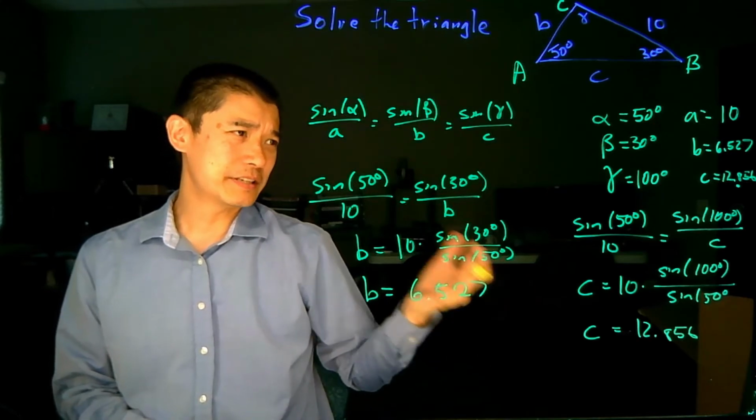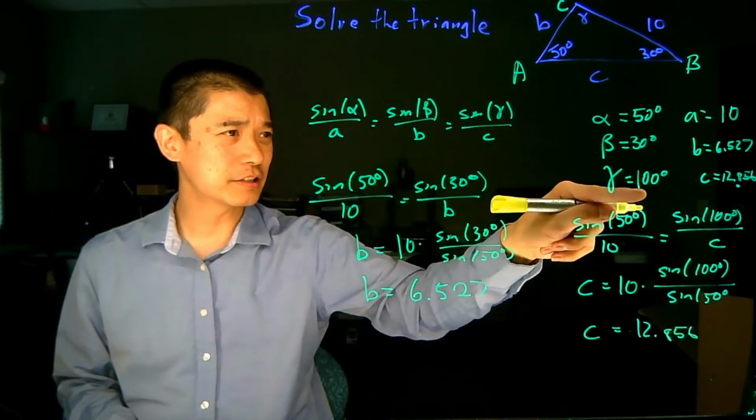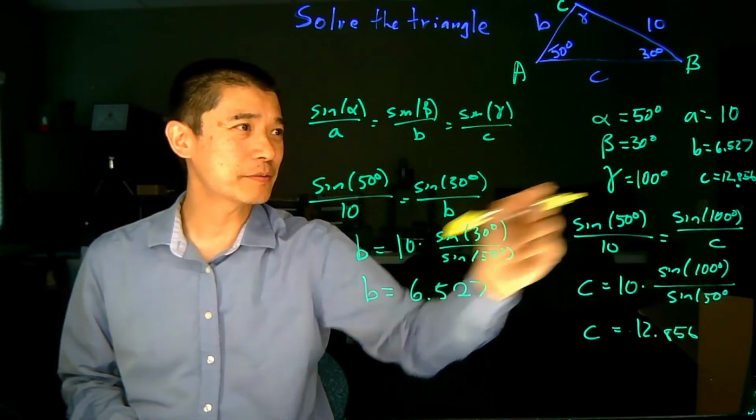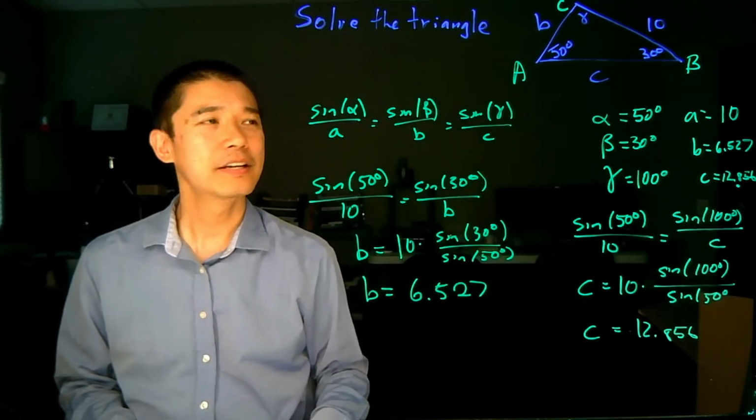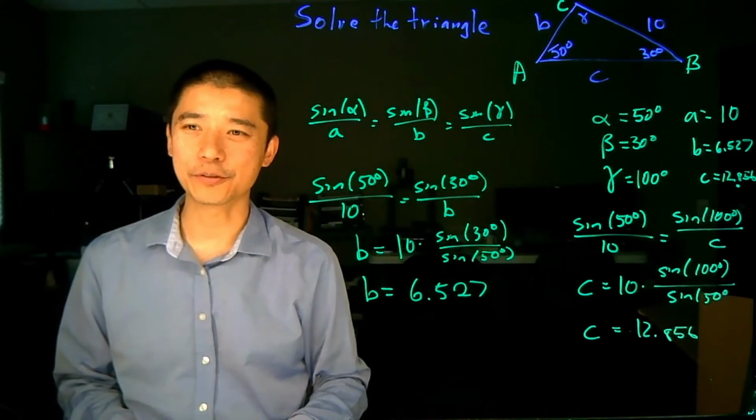And so we can see the picture, it kind of makes sense because the largest angle should be across from the largest side, and that's what happened in this case. And so here's how we can solve a triangle using the law of sines.